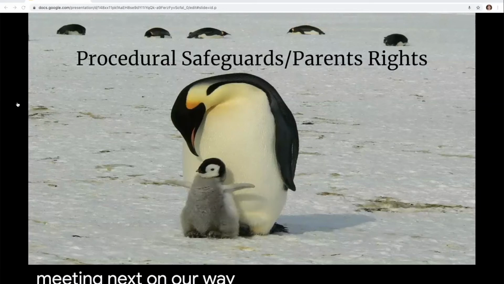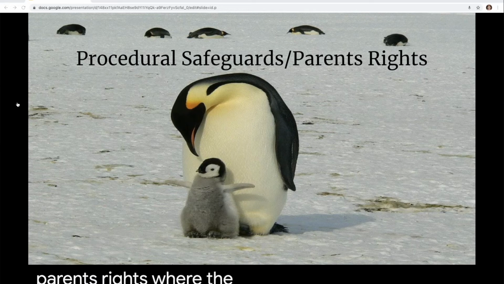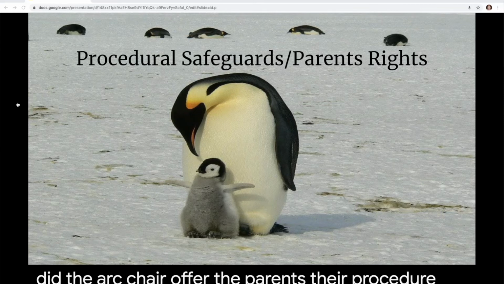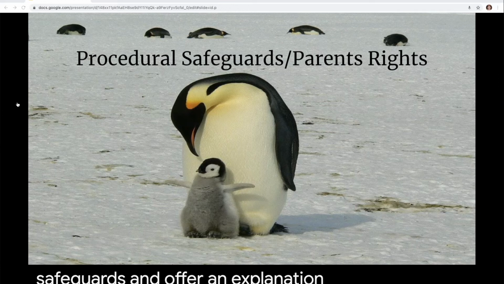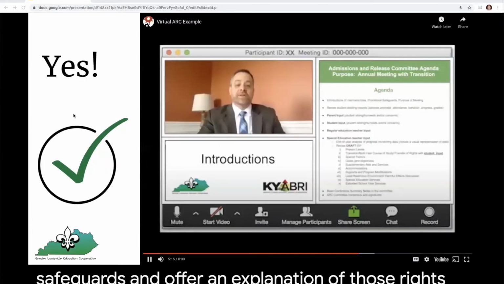Next on our rubric were the parents' rights. Were the parents offered their procedural safeguards? In our example IEP meeting, did the ARC chair offer the parents their procedural safeguards and offer an explanation of those rights? Let's see.